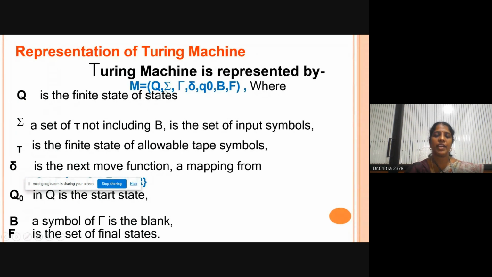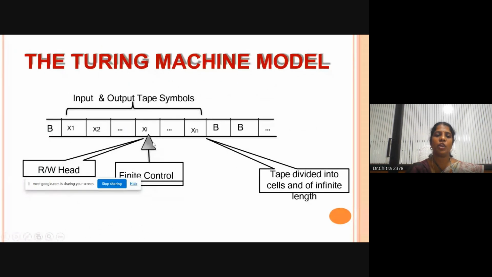Q is the set of finite states, Sigma is the input symbols, and Gamma is the tape symbols. What are the values available in the tape? Delta is the transition function. Q0 is the initial state, and B indicates the blank, because the Turing machine allows the change of symbols in the tape. We are considering this B also. F is the set of final states. This is the model of the Turing machine.